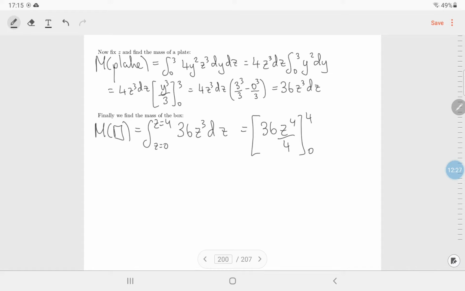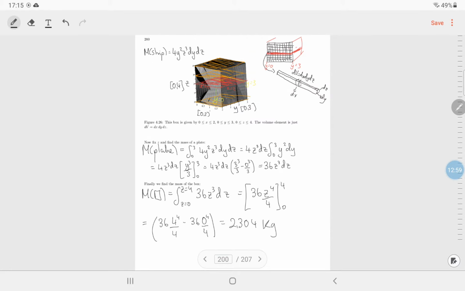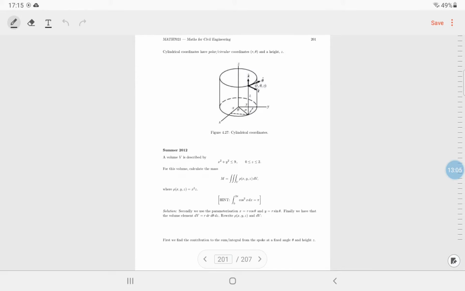Probably going to need the calculator here. So substitute in. Now we could do 36 over 4 is 9, but I won't bother. Let's be a bit lazy. 36 over 4, substitute top limit 4 to the 4, minus 36 over 4, substitute bottom limit 0 to the 4. And the 4 to the 4 over 4 is 4 to the 3, which is 64 by 36, giving us 2,304. And the question said assume SI units, and the SI units of mass are kilograms. Okay, so that's that.